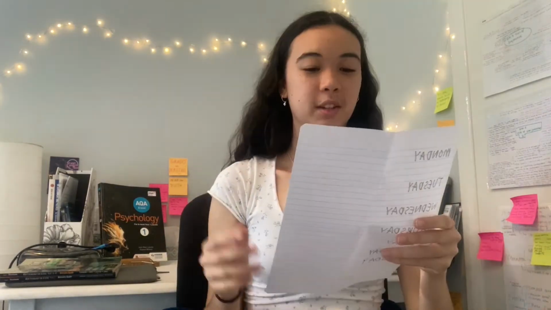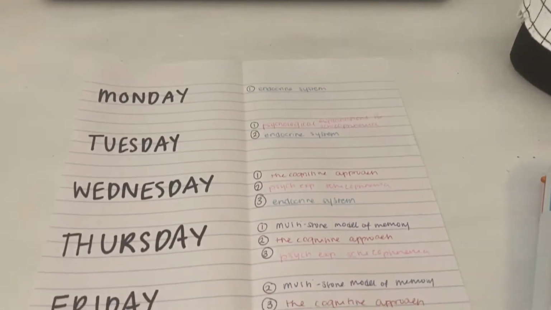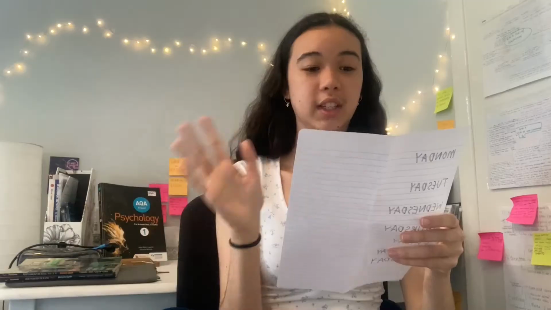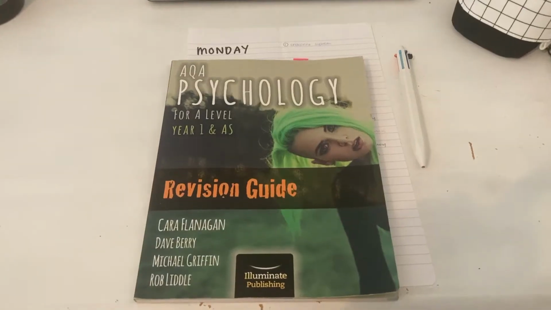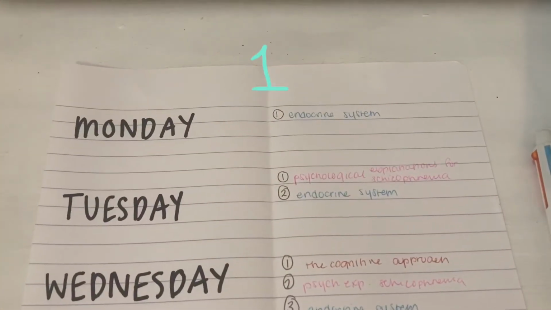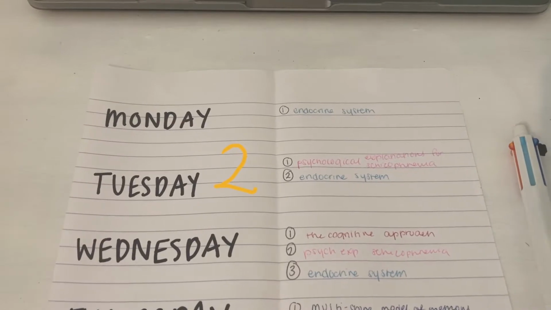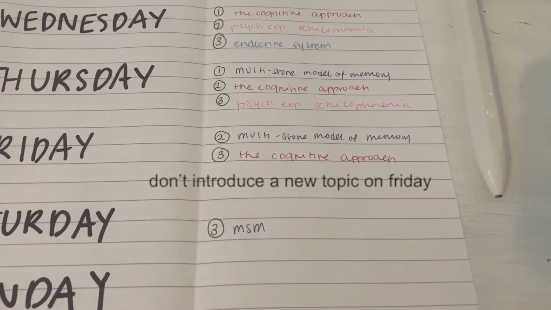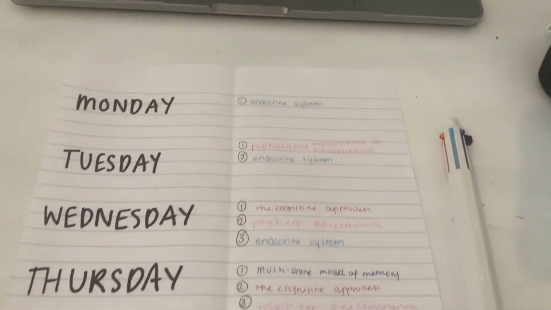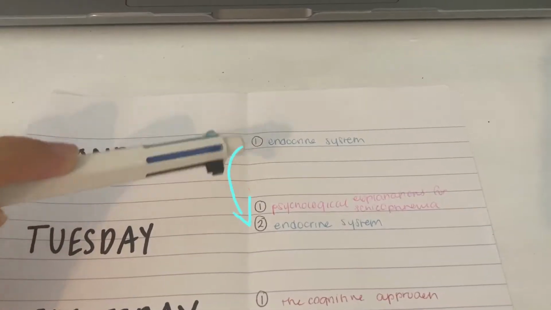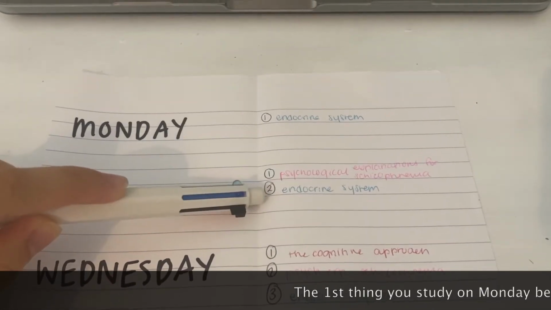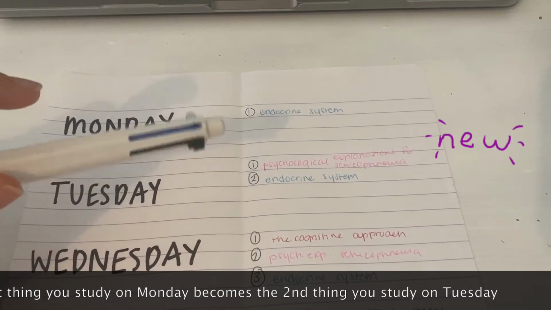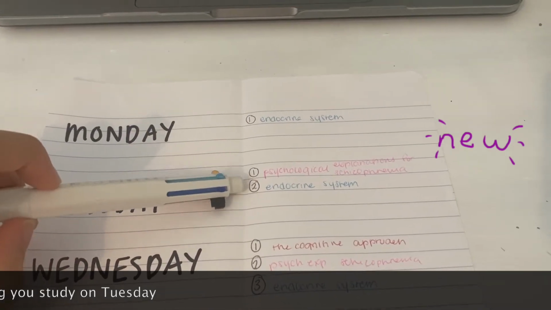So let's get started. As you can see, I've listed down all the subjects that I've chosen from my specification. The first thing you do is go through your specification or revision guide, if subjects are laid out clearly there, and then on Monday you start with a number 1. The following day you have 2 subjects to study, the next day you have 3 subjects to study, and so on and so forth. Friday you decrease the amount of subjects you study. So I put down the endocrine system as the first thing I study on Monday. On Tuesday, 1 becomes 2, and then I introduce a new one. In this case, I put, just as an example, psychological explanations for schizophrenia.